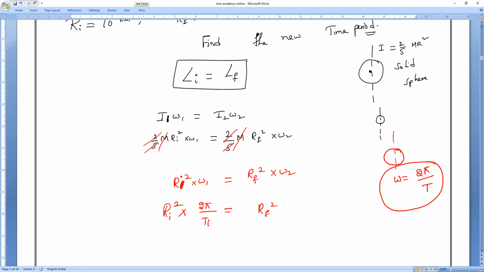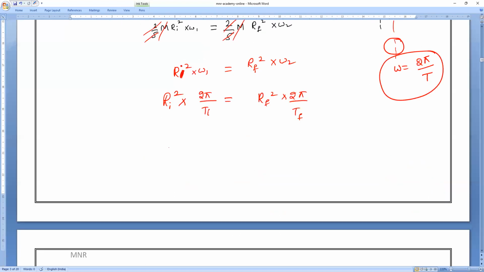So what is that, guys? What is the final time period? 2 pi into final time period. So 10 power 4 initial radius whole square into 2 pi, anyhow, both the sides I can get cancelled. What can get cancelled, everyone? 2 pi gets cancelled. Okay, please respond.